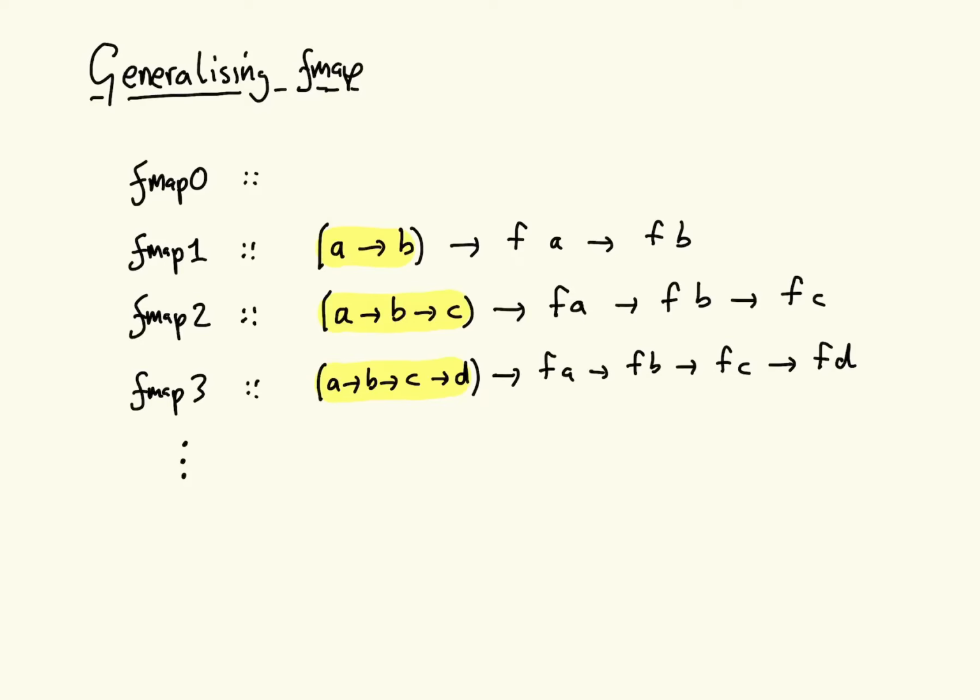We can just say we have a function with no arguments, which is just a constant, with a single parameter A, and then we'll give back a result of type FA. Okay, so here is our hierarchy of functions which we'd like to think about for generalizing fmap. And you might think, well, what do these things actually do?